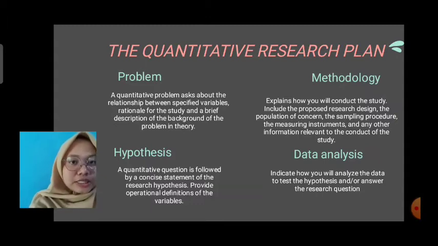Third, hypothesis. A quantitative question is followed by a concise statement of the research hypothesis. Provide optional definition of the variables. And then data analysis. Indicate how you will analyze the data to test the hypothesis and or answer the research question.